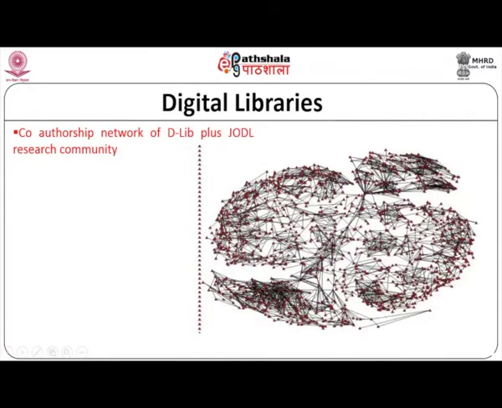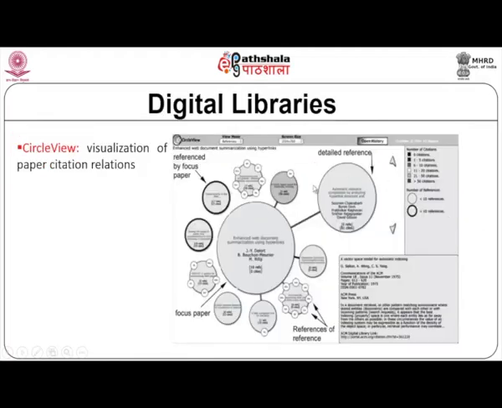A few of the visualizations of co-authorship networks of DLib are highlighted here. Then you can also make use of a circle view for visualizing various research articles that were published and the citations related to those research articles.